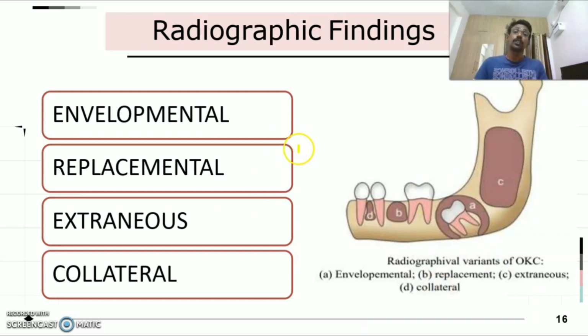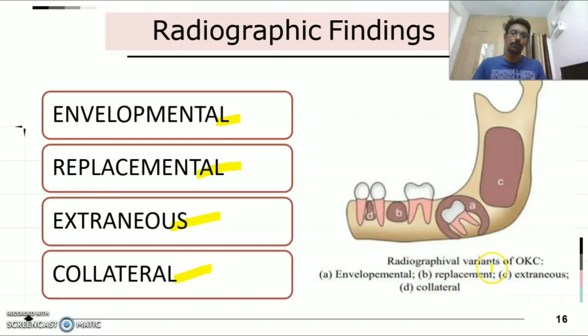So according to the radiographic findings, it can be classified into 4 types. First is the envelopmental type, replacement type, extraneous type, collateral type. So what is the envelopmental type? It's enveloping the fully unerupted teeth. I mean a third molar or maybe any molar impacted in the posterior region.